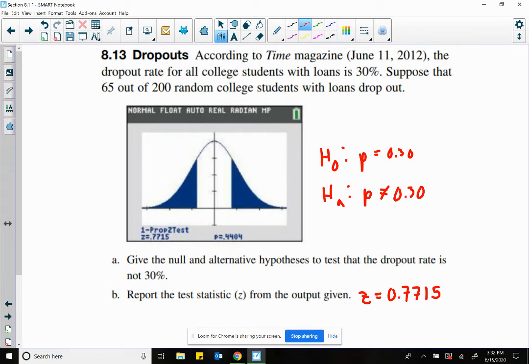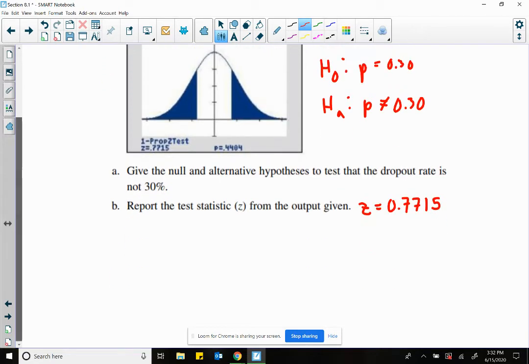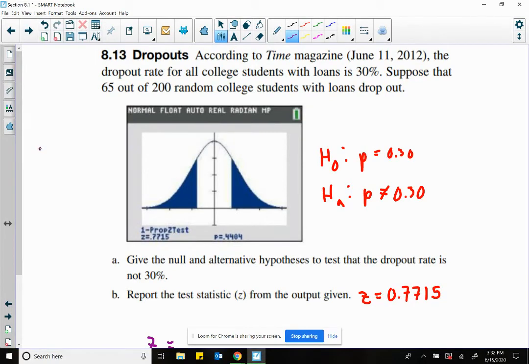All right. Now let's talk about how we do this by hand, because there's only like 2 of these in here where you actually have to figure out the Z statistic by hand. That's why I'm going to show you the technology in the next one, because it just makes more sense in 8.2. So if we actually wanted to find this by hand, then we're going to take our P hat. So that's what we got to figure out first. And right here is the information for your P hat. So you're going to take 65 divided by 200.